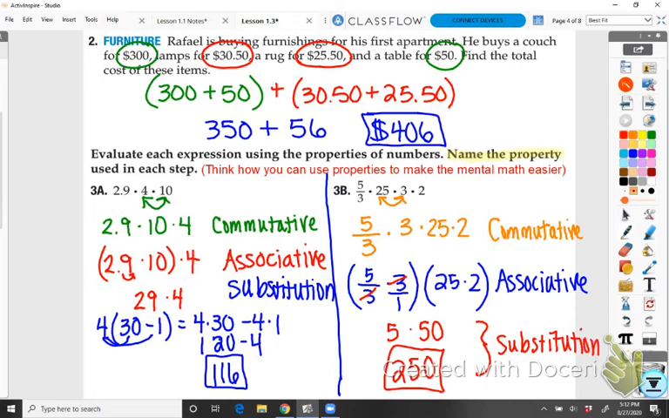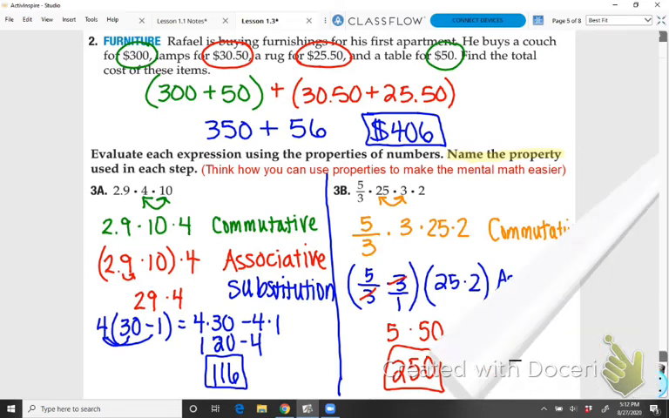Sometimes the property names can be tough to write, but just make sure you're always thinking, did I switch order? Did I put parentheses around it? Did I just replace it with another number? We're going to work with those more tomorrow.